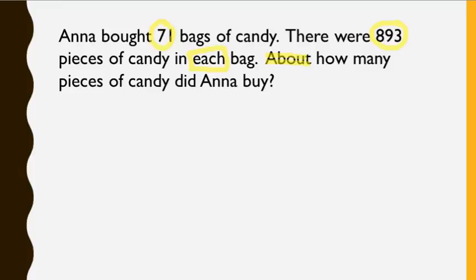Okay, so let's go ahead. We're going to take these two numbers, 71 and 893. Now to multiply these two numbers, that would take a lot of work because there's a lot of numbers there. But if you are estimating and round, then just go ahead and round to the biggest number that is there. So I'm going to round 71.